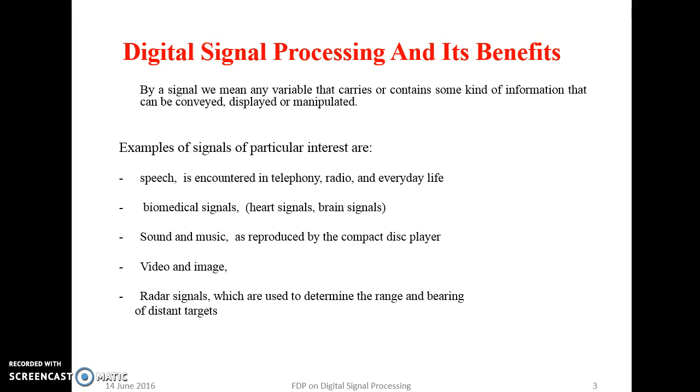Next are biomedical signals, that is our heart signals as well as our brain signals. Next is sound and music as produced by the CD player, video and image, and radar signals. Usually radar signals are used to determine the range and bearing of distant targets.